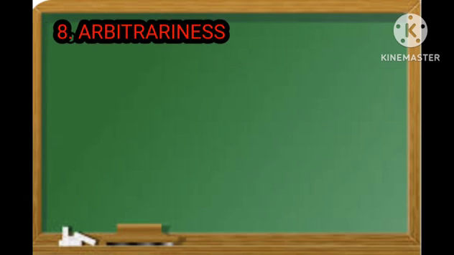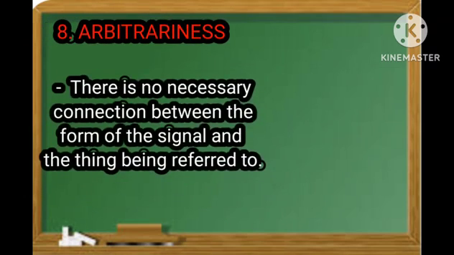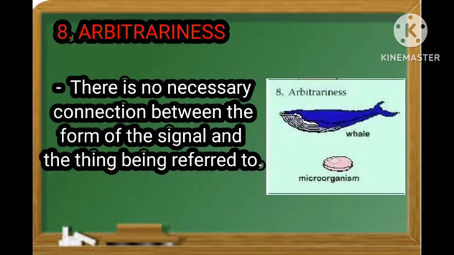Next is arbitrariness. So there is no necessary connection between the form of the signal and the things being referred to. So it means there is no relationship between a signal and its meaning. That is, the signal is related to meaning by convention but has no inherent relationship with the meaning.